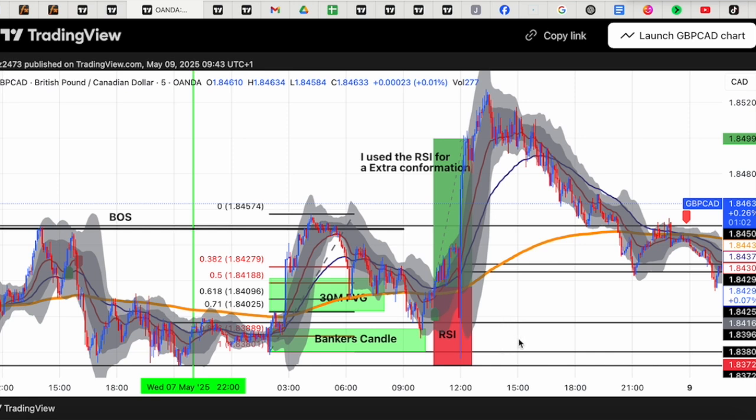But this one here, I didn't jump in straight away because I'm not sure, but I got an RSI. Now this RSI is an indicator which is done by one of our mentors. They give me the RSI indicator and then boom, straight up on one. I used this for an extra confirmation, so I wasn't sure at the time. It touched my banker's candle as well, and then gave me an RSI and then straight up on one. So that was a good one.